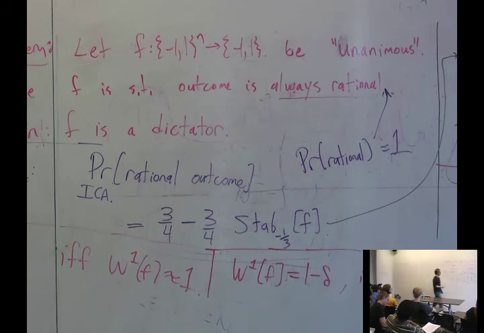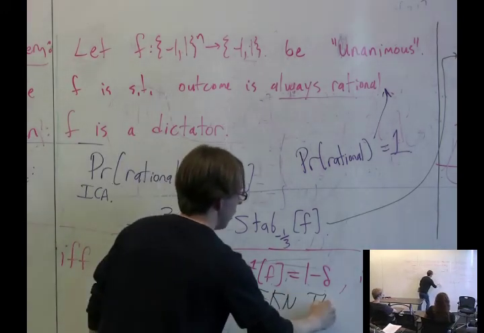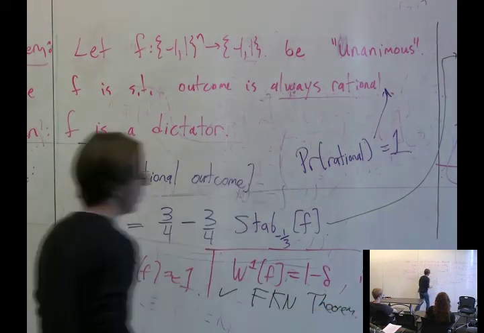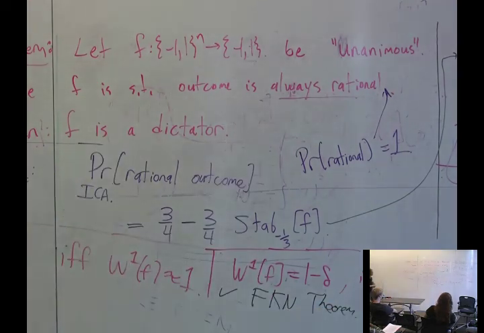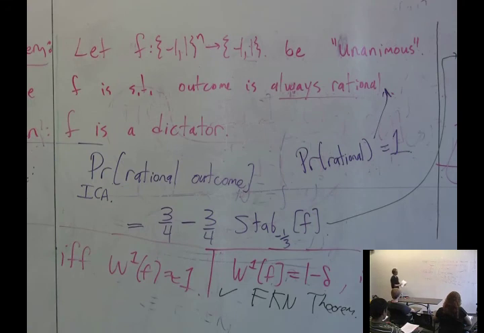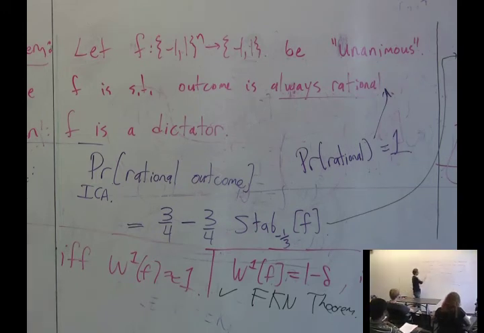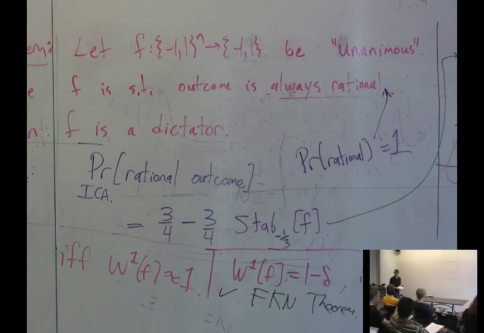But it's true. This is a theorem called the FKN theorem, due to Friedgut, Kalai, and Naor from the early 2000s. It takes a little bit of work. We'll eventually prove it. But it gives you the robust version of Arrow's theorem, that you can only almost always be rational if you're almost always the same as a dictator. OK, so I have 5 minutes left, which is just enough time to prove this lemma, and then we'll be done. Any more questions?